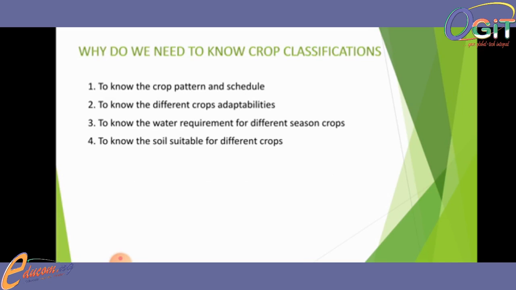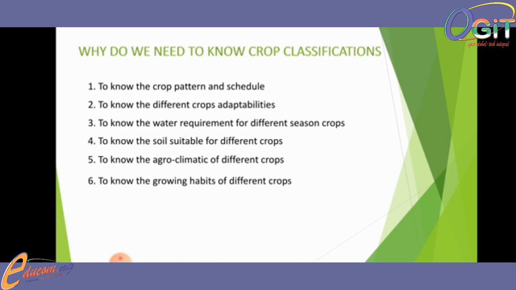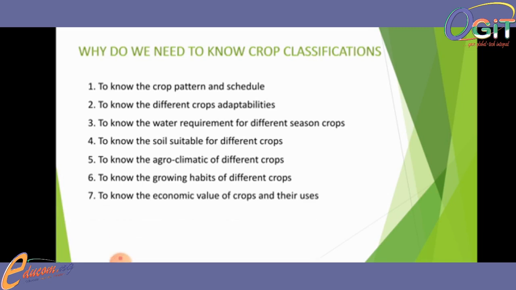Number 5, to know the agroclimatic conditions of different crops. Number 6, to know the growing habits of different crops. Number 7, to know the economic value of crops and their uses. Number 8, to know the complete requirements for growing agricultural crops.